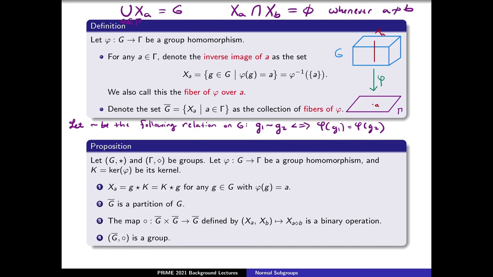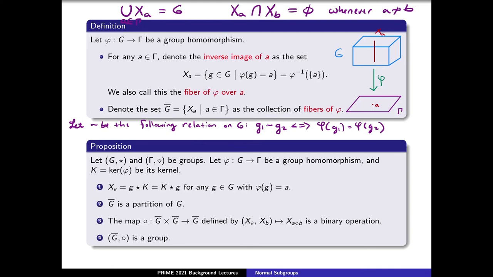As a side note, depending on which text you have learned partitions from, as I mentioned earlier, some of these X of a's could be empty in the event that nothing was mapping to a. Some authors define a partition as a family of sets where each of the sets is non-empty. And so we are having a looser definition for what we mean by a partition. Namely, we take the union of the X of a's, and that's going to give us back G, and they are all pairwise disjoint in the notion that we have a is not related to b.